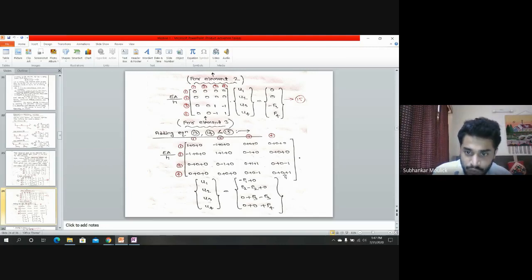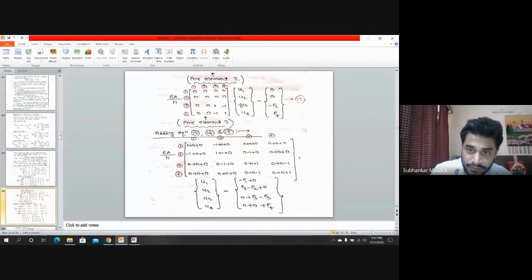Likewise, you have to do it for each and every element, whether it is 1, 2, 2, 2, 2, 3, 3, 3, 4, 3 or 3, 4. Understood how I have written this, how I have added these matrices? कोई डाउट है किसी को? ठीक है, okay.